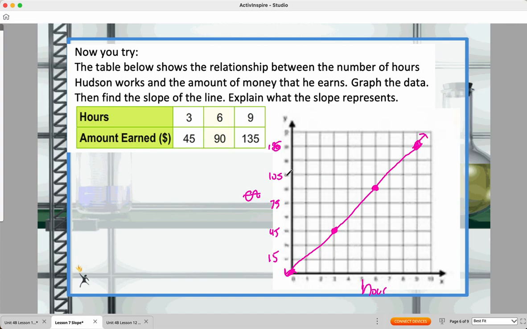So we've got our slope, where this time our slope is not as easy as just finding a unit rate. So I've got to find the change in y over the change in x. And that leads me to say, okay, the slope is 15. So what the slope represents is that Hudson here makes $15 per hour at his job. Whatever he does, he makes about $15 an hour.